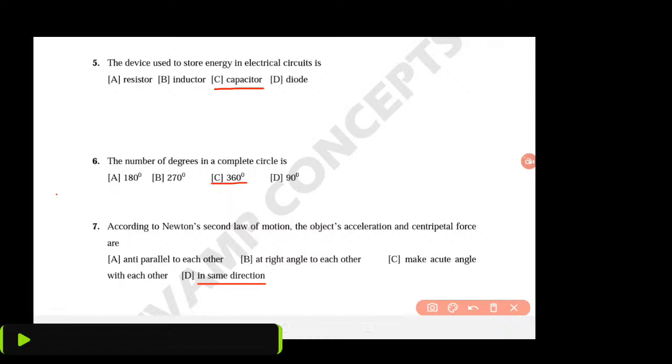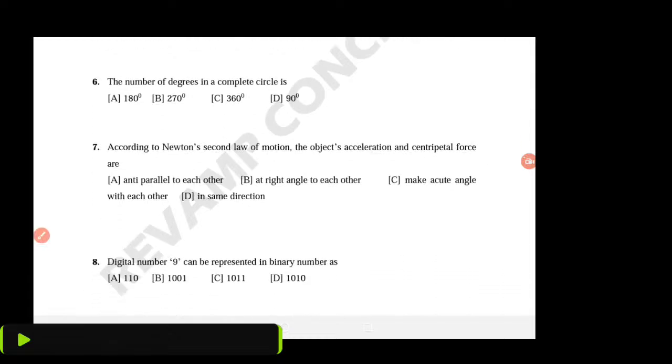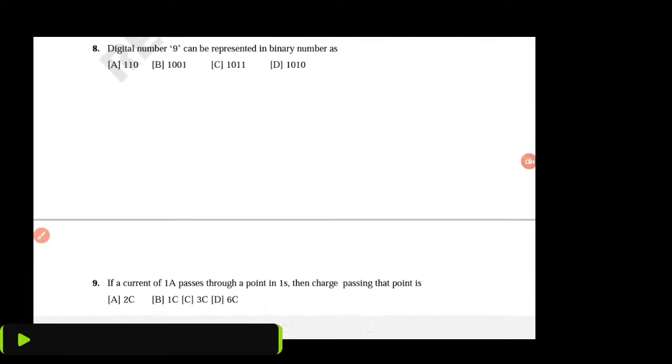Now let's move quickly to question number 8. Question number 8 says the decimal number 9 can be represented in binary numbers as dash. Now to quickly write out the binary number of decimal number 9, or let me say any number that falls within, let's say, 1 to 15, there's a special formula we use in getting the binary number for any number that falls between 1 to 15.